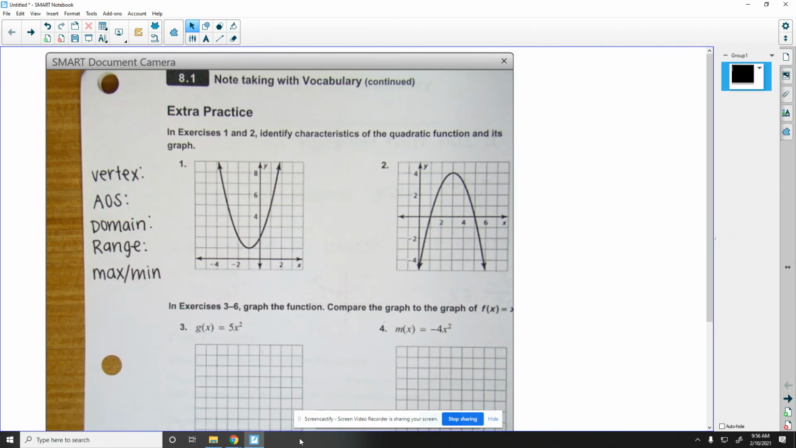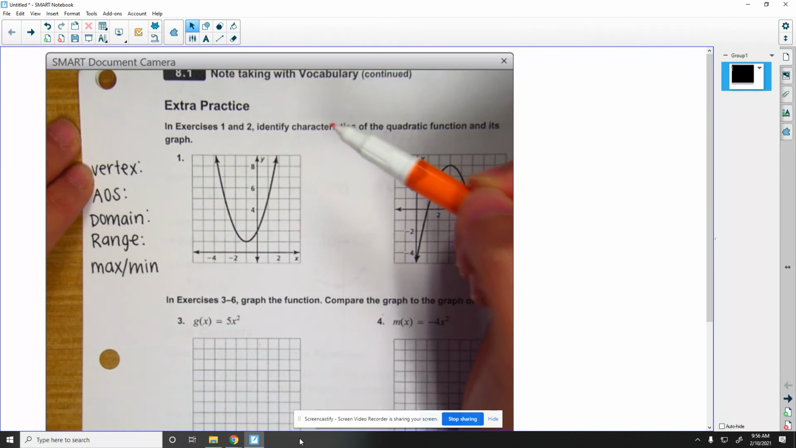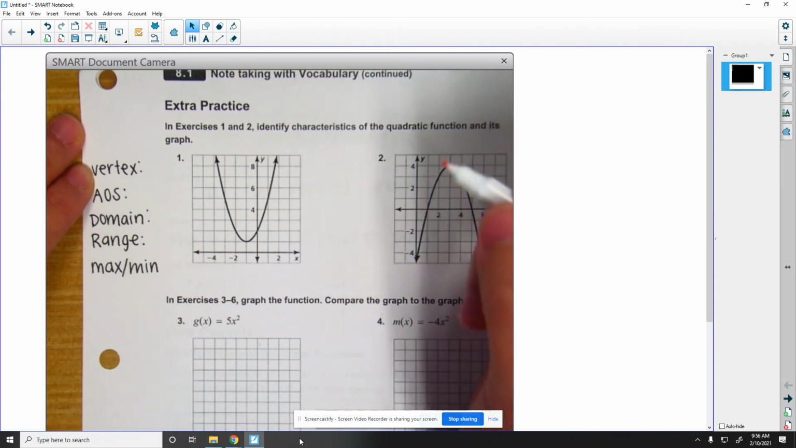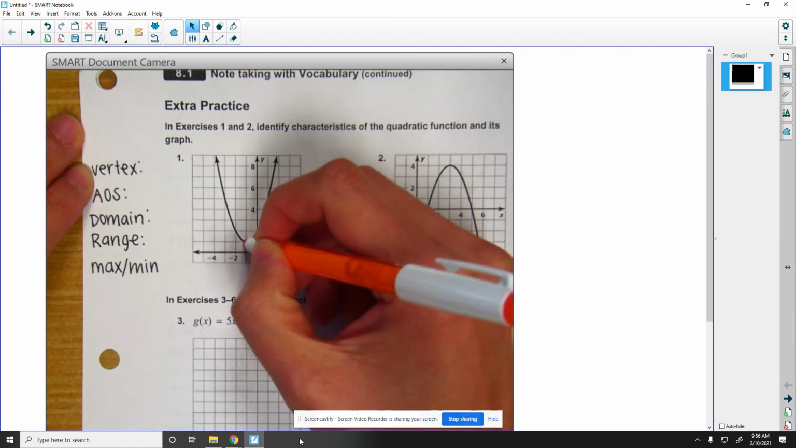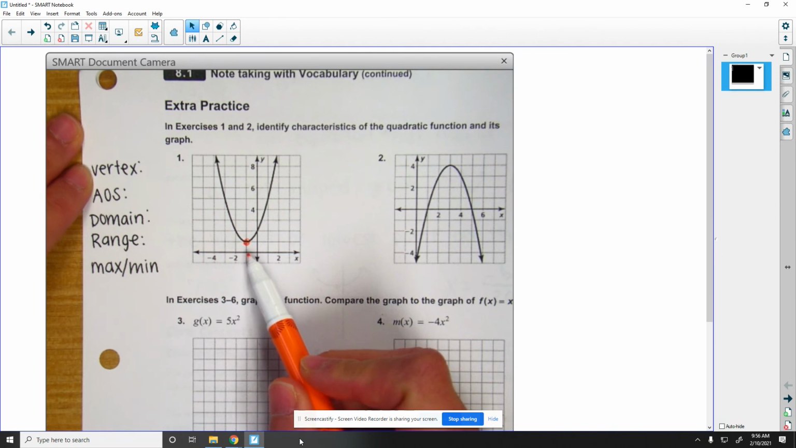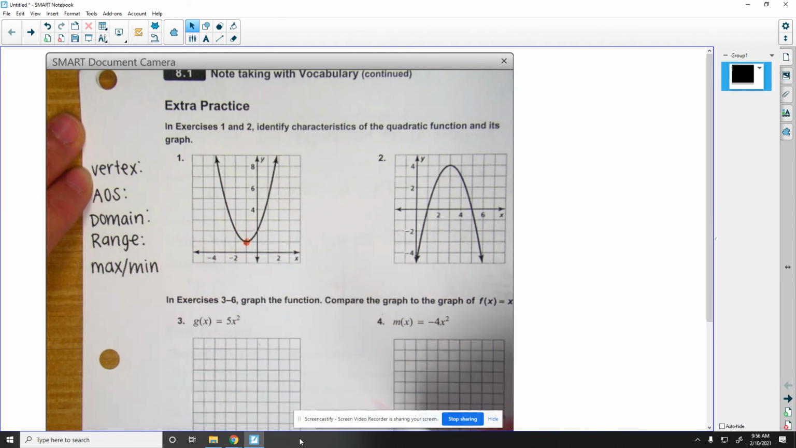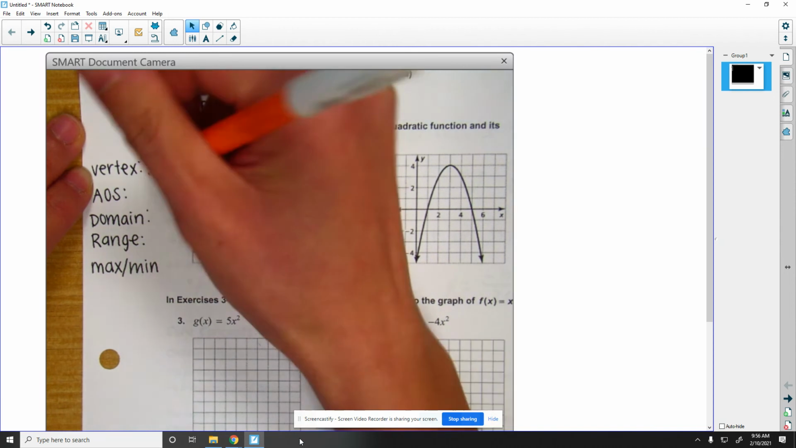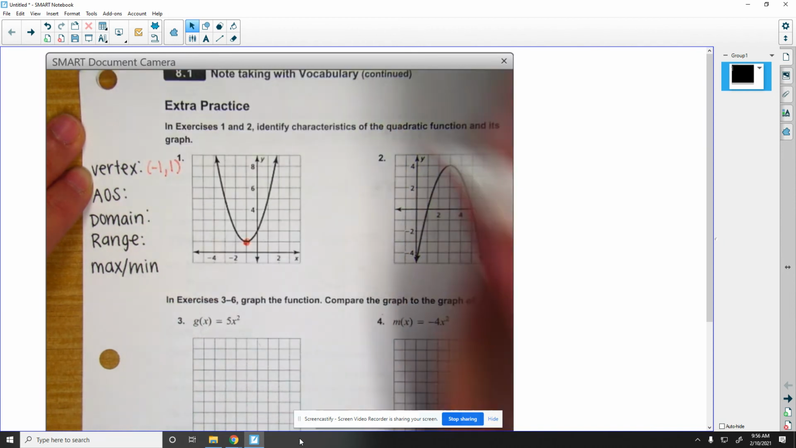Okay, so let's answer it. The vertex. The vertex is the highest or lowest point. So your vertex is right here. Can someone in person raise their hand and tell us what, comma, what? Where is this vertex in this graph? Read. So my vertex is at -1, +1.